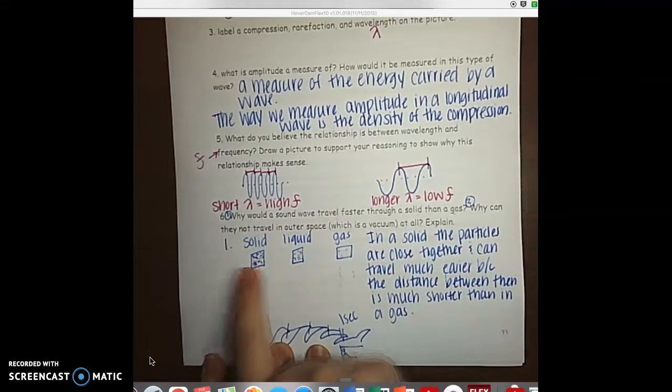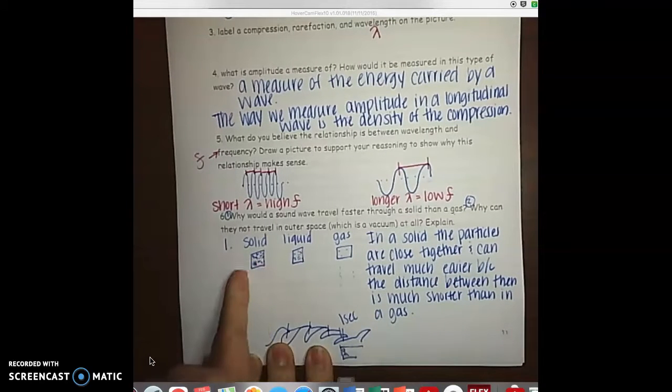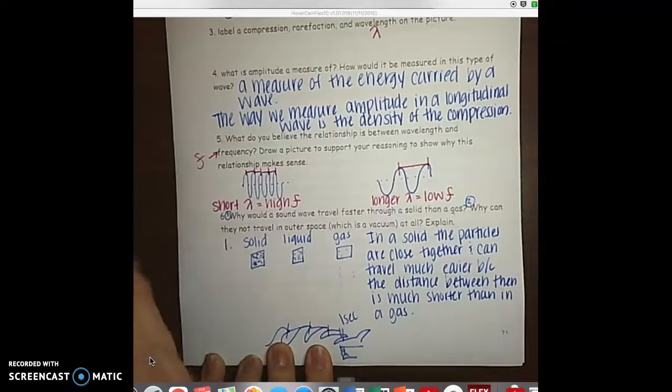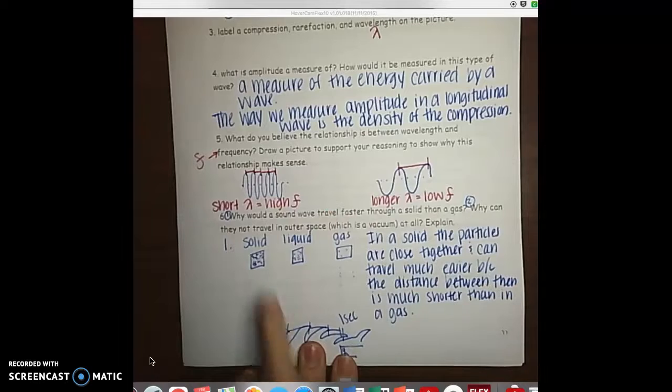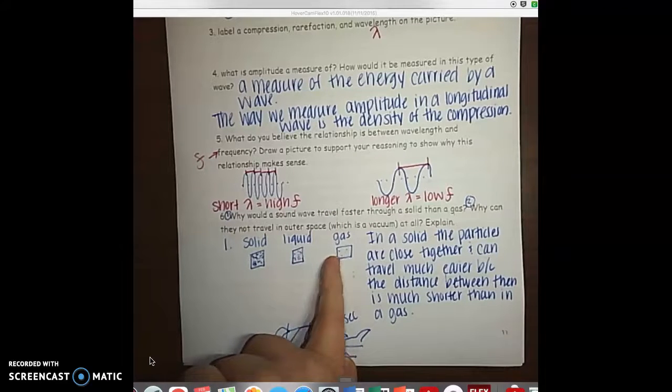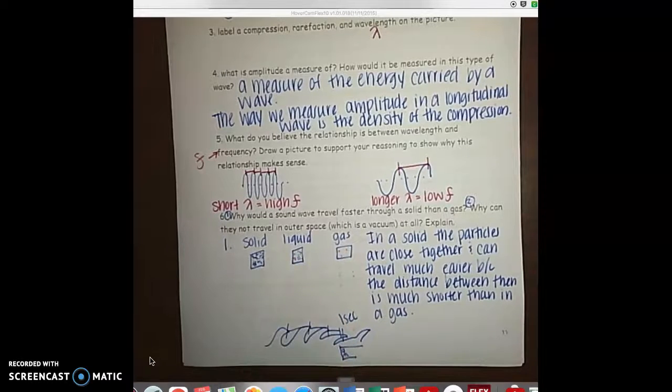If they're closer together in these solids, it's going to just travel right across that medium, because it's making the other particles bump together. In a liquid, it's a little bit harder. And in a gas, it's the hardest, because these particles are not very close together. It's going to take a long time for them to bump into the next one to allow that sound wave to travel. Does that make sense to everybody?